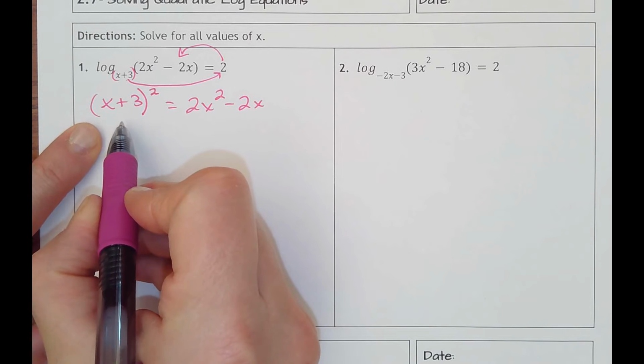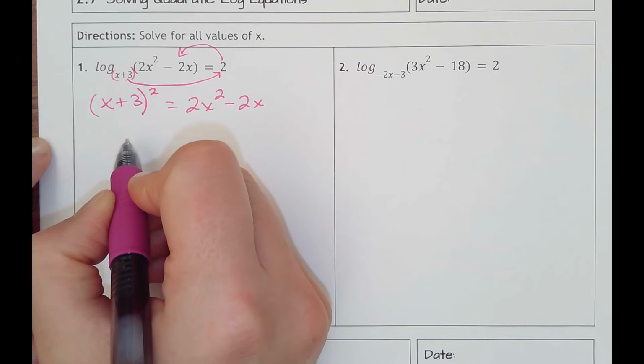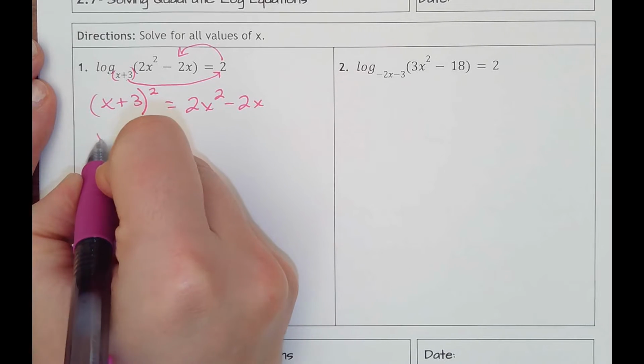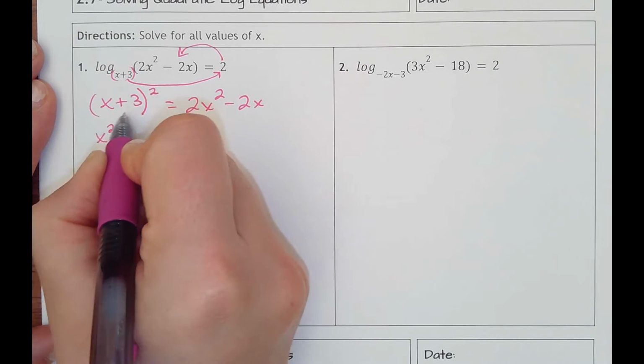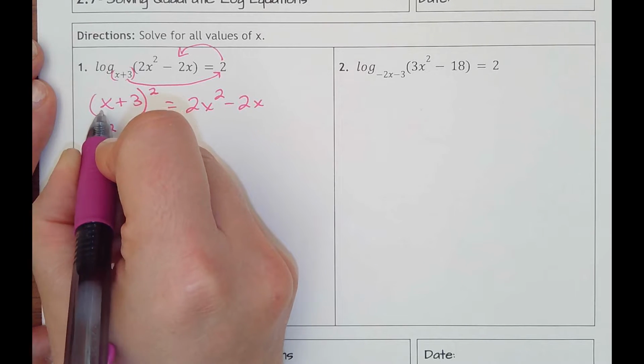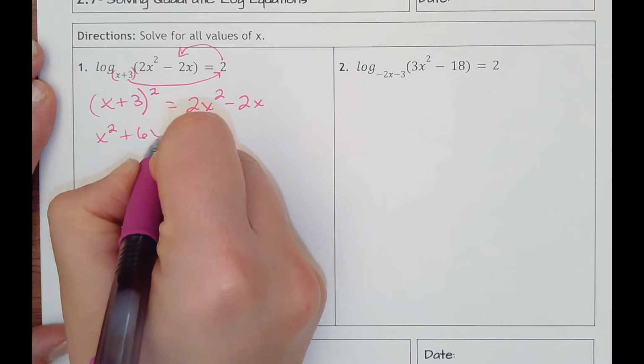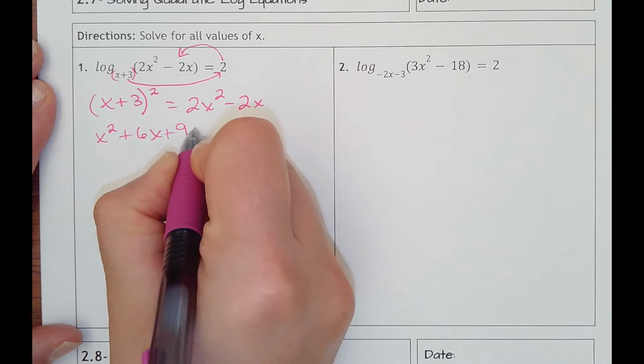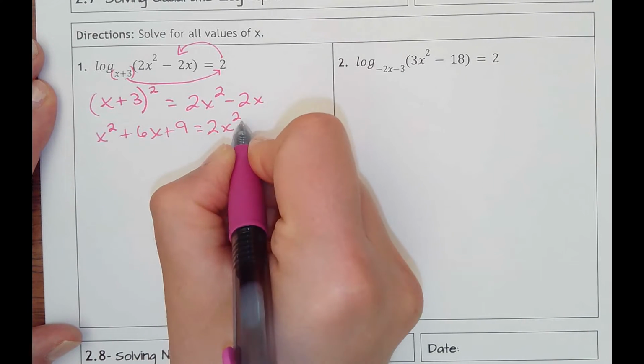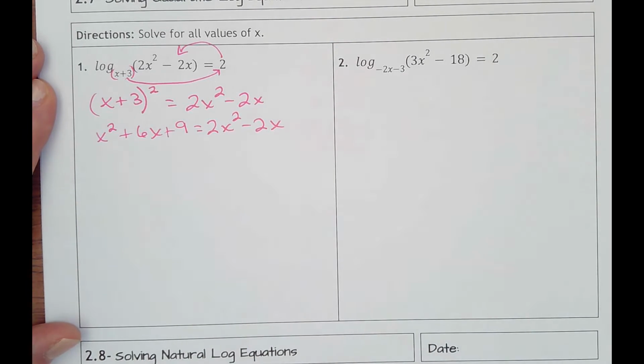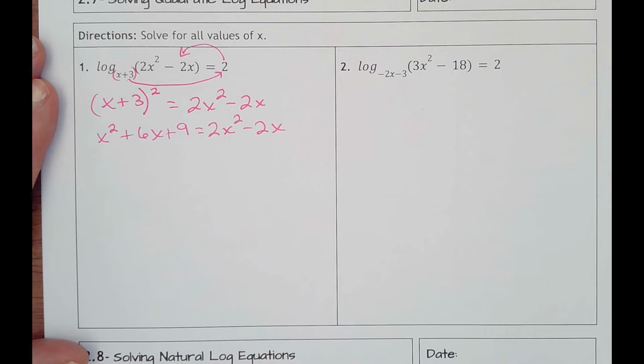FOIL this out. I'm going to do the shortcut method. If you need to write it out twice in FOIL, that's fine. We square the first term, that's x squared. We multiply on the inside, that would be a 3x. We double that to get 6x, and then we square the last term, which is 9. And it's treated the same way as any quadratic equation. We set it equal to 0, and we try to factor.